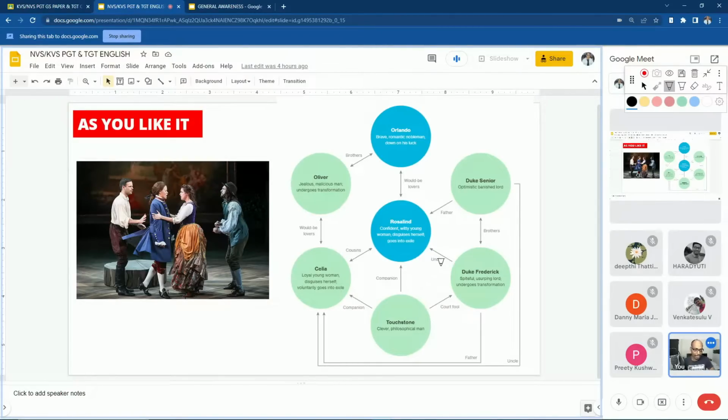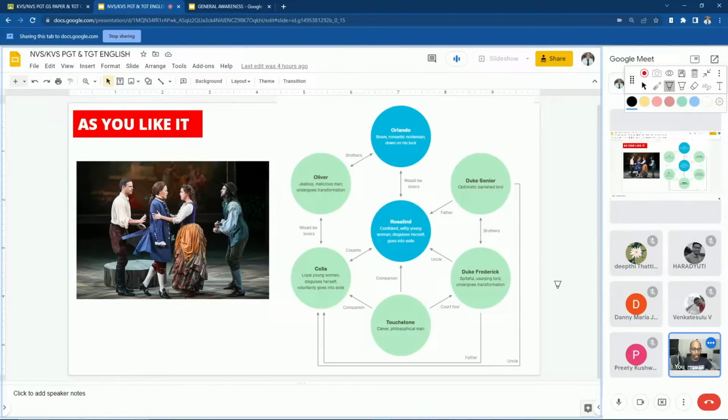Good evening, Danny ma'am. Am I audible? Good evening, sir. Yes, sir. Venkatesh sir, good evening. Preeti ma'am, good evening. Sir, good evening, sir. Preeti, good evening. Am I audible, Preeti? Preeti, am I audible? Right, fine. Let us start the class.